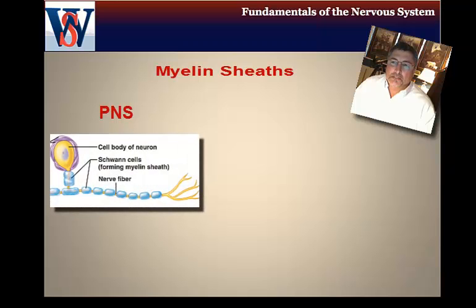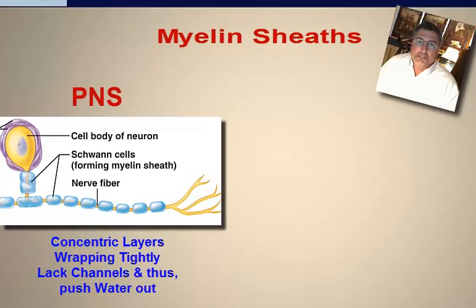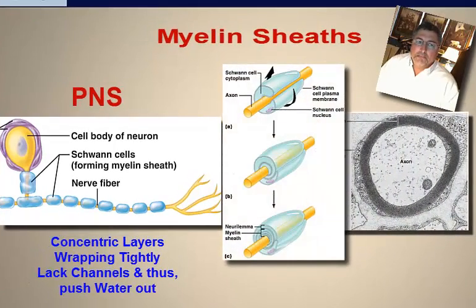Now, these Schwann cells form concentric rings, wrappings, as you can see from this diagram, and they wrap tightly. The more concentric rings there are, the tighter it's going to wrap. This tight wrapping results in lacking any channels or any carrier proteins, making this whole surface nonpolar.